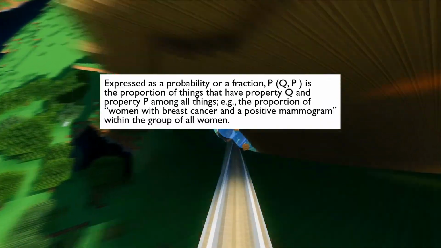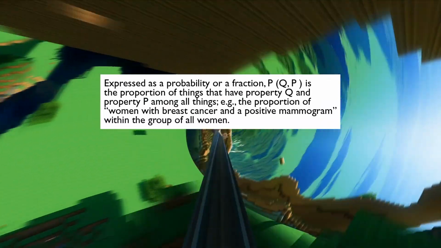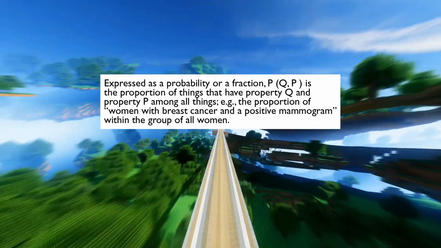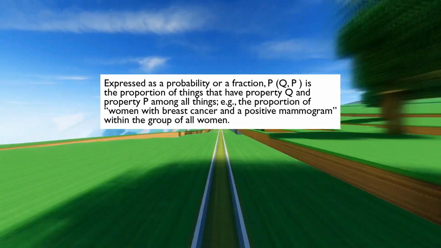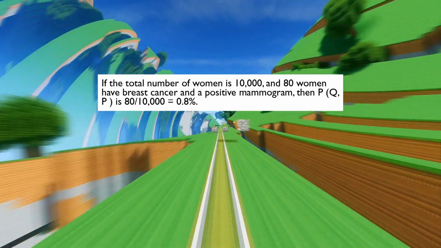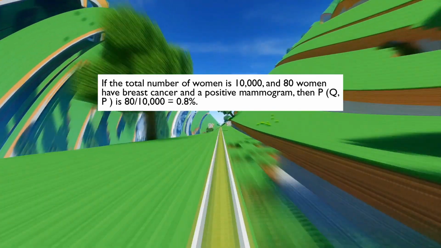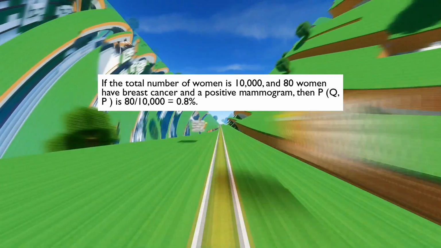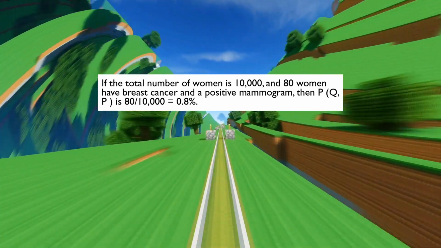Expressed as a probability or a fraction, P(Q,P) is the proportion of things that have property Q and property P among all things. For example, the proportion of women with breast cancer and a positive mammogram within the group of all women. If the total number of women is 10,000, and 80 women have breast cancer and a positive mammogram, then P(Q,P) is 80 over 10,000, equals 0.8%.